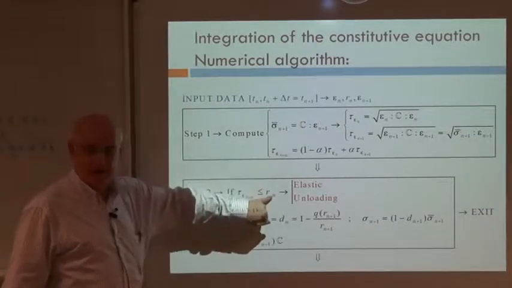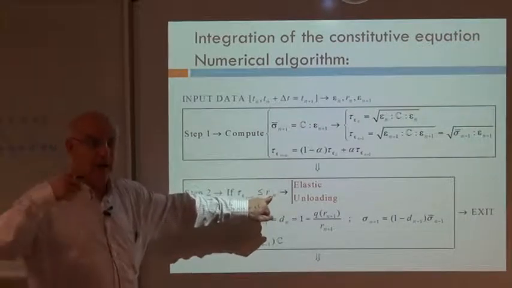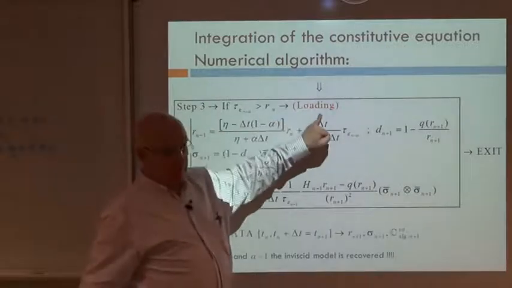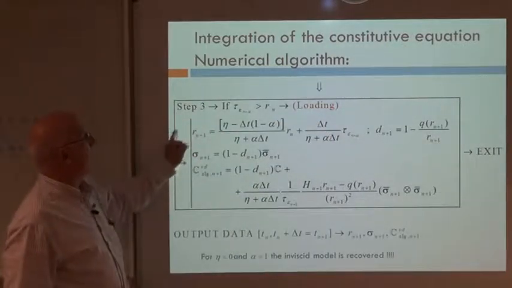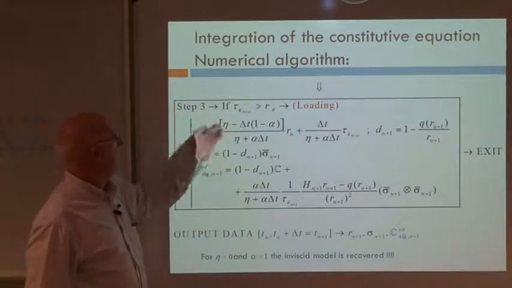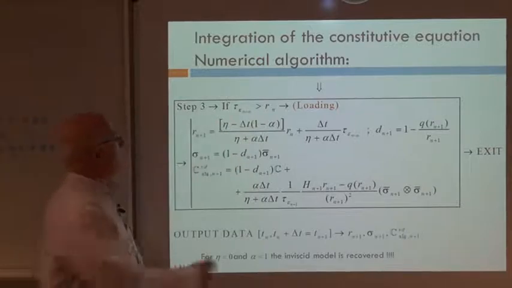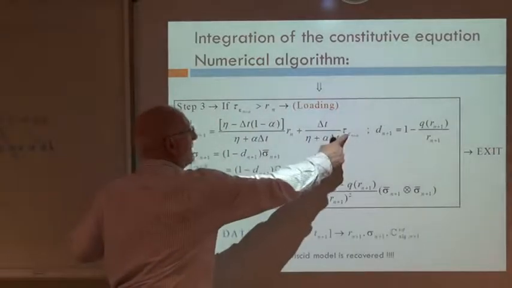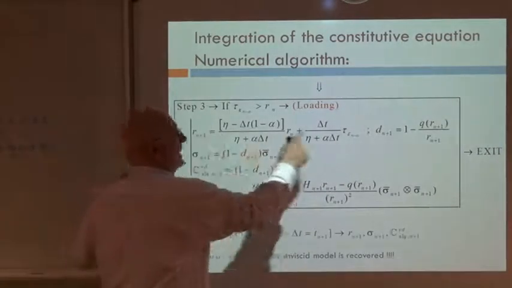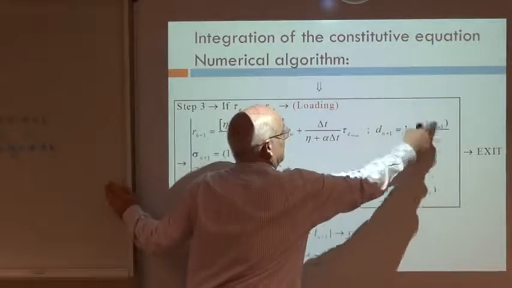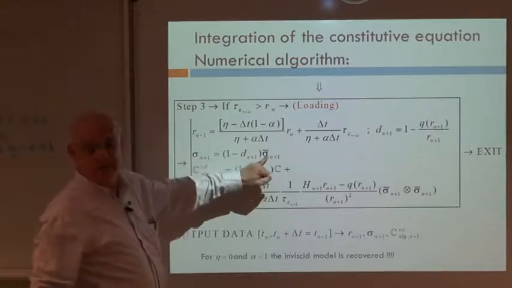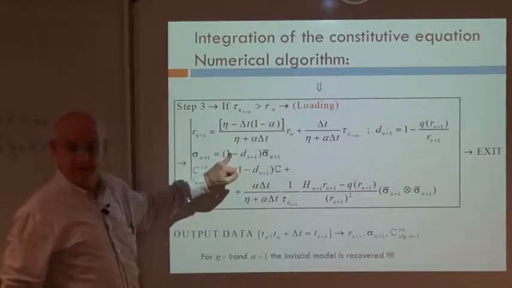If this is not the case, the other case, tau epsilon n plus alpha is greater than r n. Again, I'm comparing with r n, not with r n plus 1. Then I know that I'm in a loading case. Then r n plus 1 is driven by the algorithm we derived before, in terms of eta, alpha, and r n, which I have, and tau epsilon n plus alpha, which I computed in step 1. Once I know r, I know d by replacing in q, and I have the new damage variable. Then the new stresses are the effective stresses multiplied by 1 minus d.